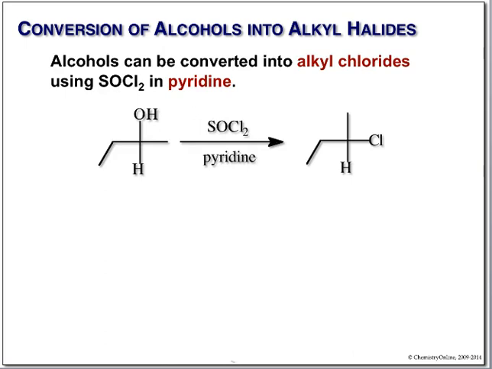We can make alkyl chlorides using a compound known as thionyl chloride, SOCl2. This is the sulfur analog of phosgene, which is mustard gas. It's not a nice compound. It's not quite as toxic as phosgene.